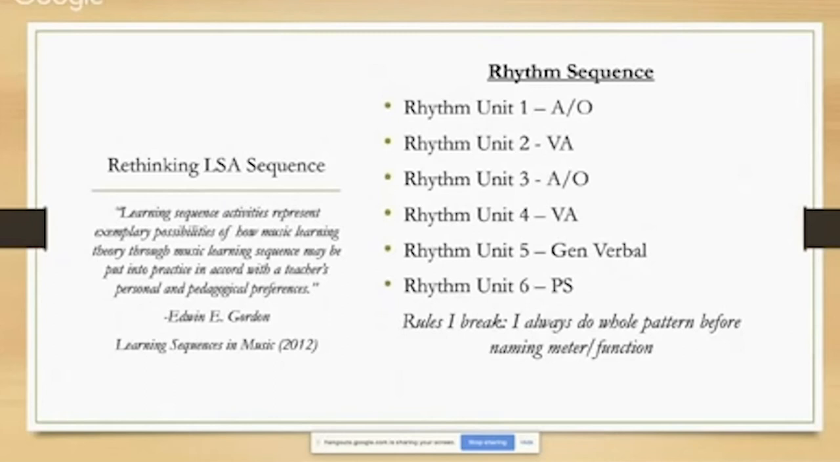Rhythm unit 1 is an aural-oral page. So they're just chanting patterns and macro-micro patterns. Rhythm unit 2 is a verbal association where they go back and repeat the patterns they did in rhythm unit 1. Not all, but some. And they learn to label meter. So you have pages that are just them chanting the whole pattern, and then there are pages where they are hearing a pattern and naming the meter of the pattern. So they would say macro, micro, duple, or they would say no. They don't learn to label that other stuff until rhythm unit 4.